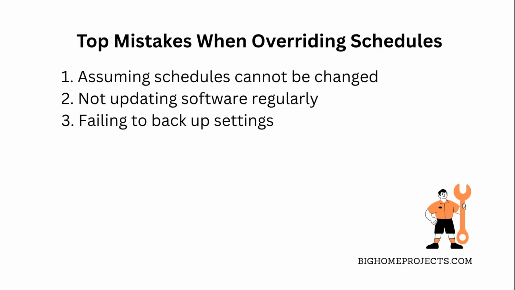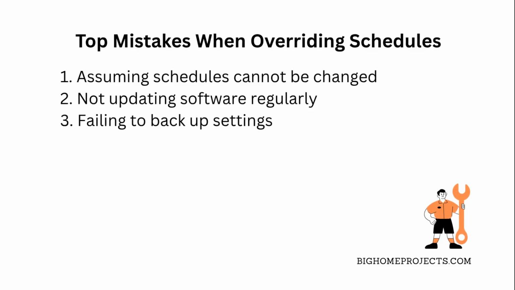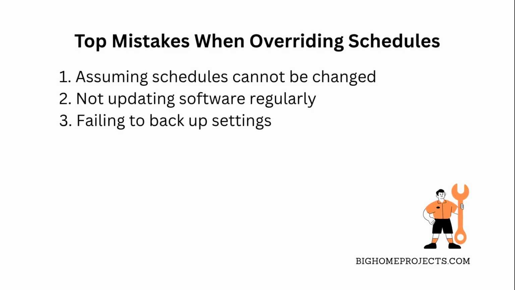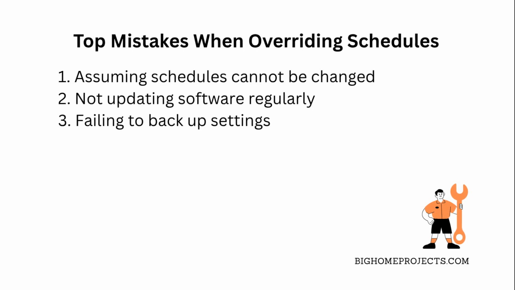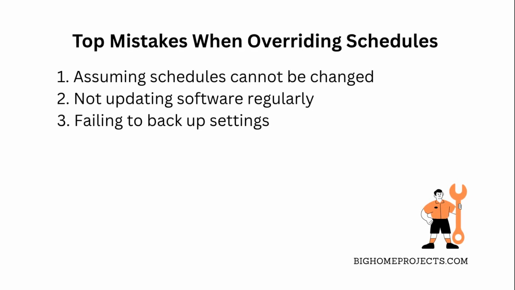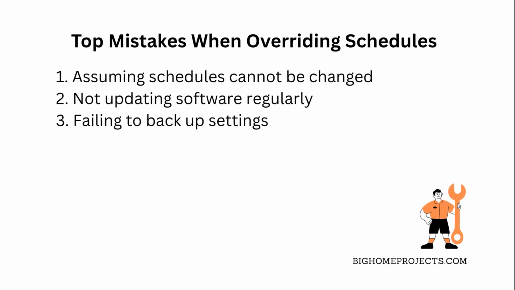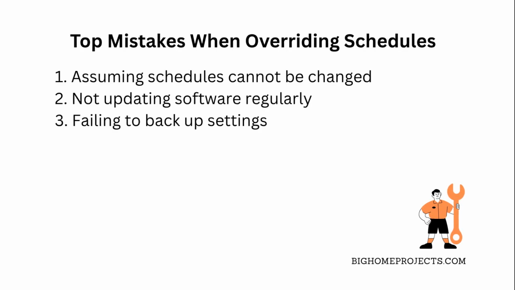One of the biggest mistakes people make with automatic scheduling is assuming it can't be changed once set, leading to frustration when plans shift unexpectedly. The fix is to explore all settings deeply for temporary override features. Another issue is not updating the software regularly, which can prevent new override options from showing up. Just keep your apps and devices updated to avoid this. A third common problem is not backing up your original settings before trying to override. And if something goes wrong, you end up stuck. Always jot down or screenshot your schedule before making changes so you can revert easily.